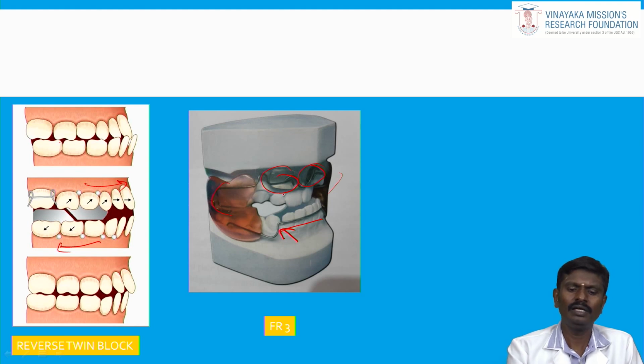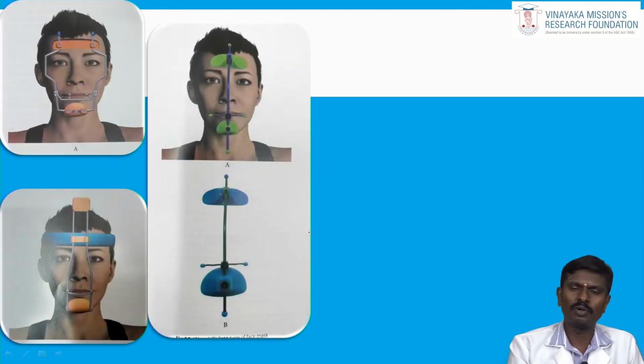From the anterior segment, the springs will be there on the palatal side, as we had seen in the previous slides, like the Z spring. There will be a spring to push the maxillary anterior forward. The maxillary anterior will come forward, so the class 3 will get corrected during the growth period.